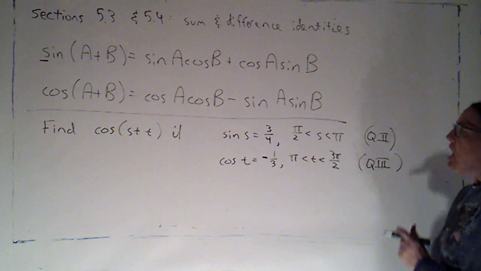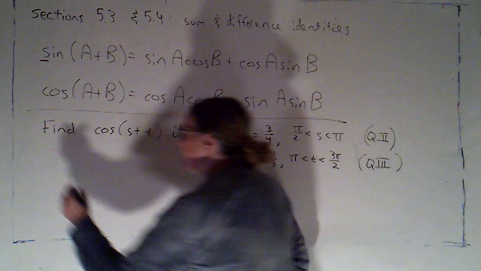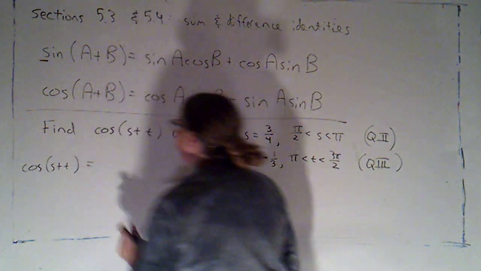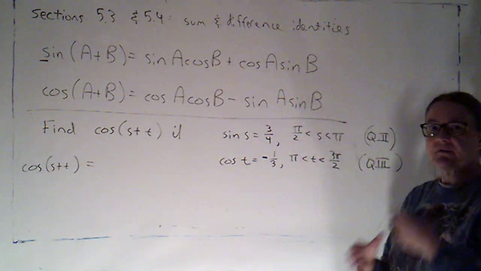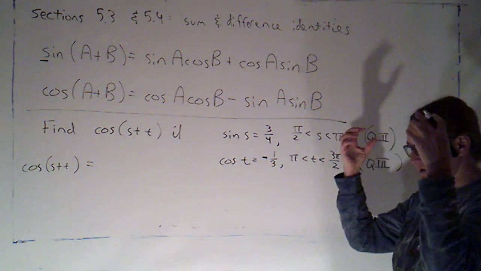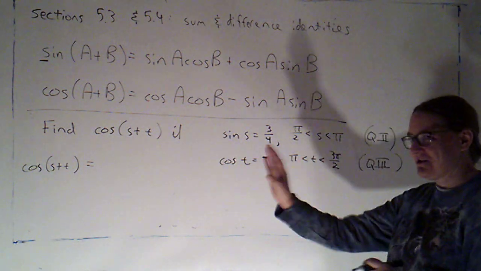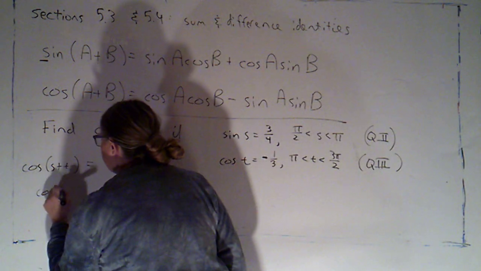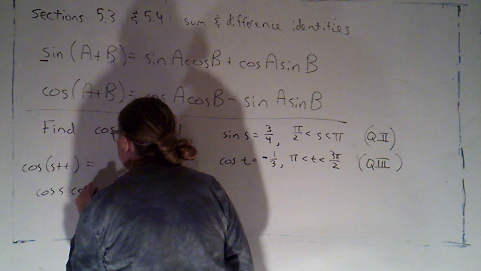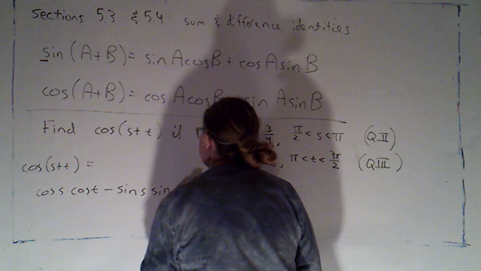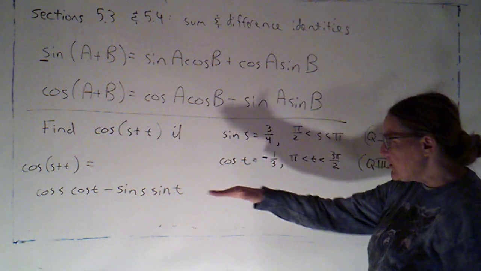Okay. So I know that cosine of s plus t, I can just plug into this formula. I've got s in place of a and t in place of b. And I'm thinking cosines are antisocial, so it's cosine cosine, because they're putting themselves first. So it's going to be cosine of s times cosine of t minus sine of s times sine of t. So I've got to know these four things.